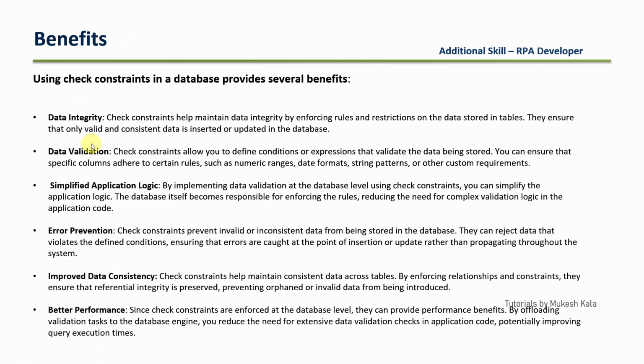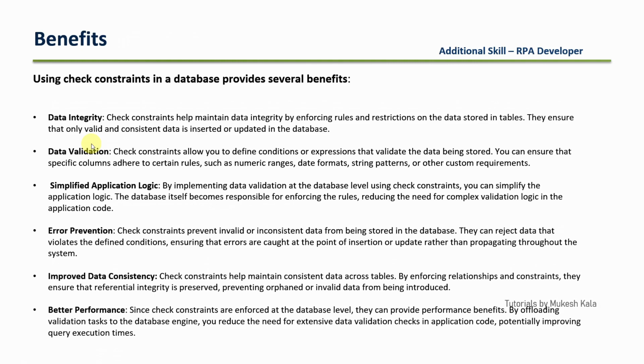The last thing today is what exactly are the benefits, right? What do I get if I apply the check constraint? The first thing is the data integrity, which simply means that check constraints help you to maintain the data integrity by enforcing the rules and the restrictions. Data validation, it validates the data before it even gets into the table. You can adhere it to the number range, date range, string patterns, or you can have your custom requirements as well, right? Date format means you can always say that, hey, I do not want to record which is older than 1st January 1990, right?